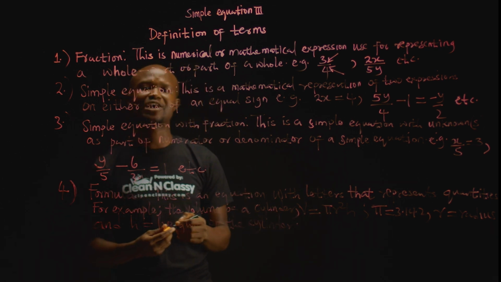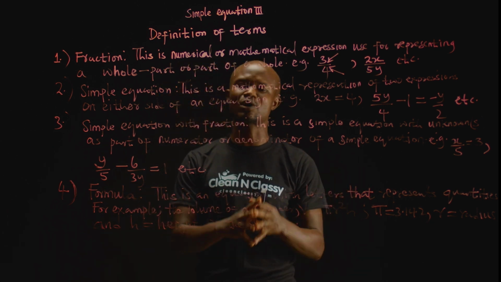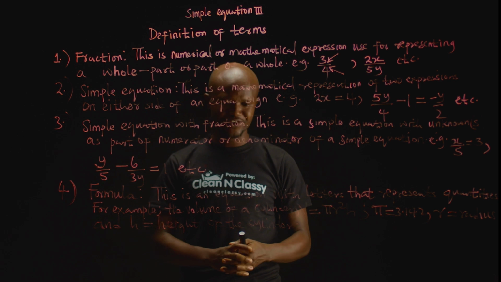So V equals pi r square h is an example of a formula, that is the formula for calculating the volume of a cylinder.